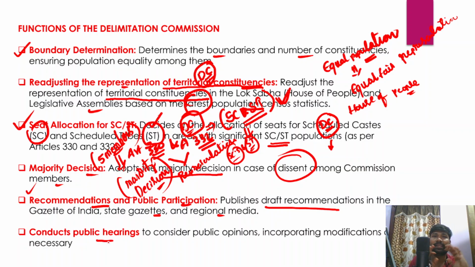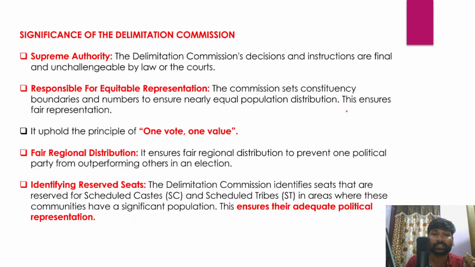For example, when a Delimitation Commission is going to any region, it conducts a public hearing. This public hearing specifically focuses on getting the views and opinions of the public, and the Delimitation Commission would also, if necessary, incorporate the views and opinions of the people about the delimitation exercise. So these are the important functions that are being performed by the Delimitation Commission. The Delimitation Commission is very significant and very important.